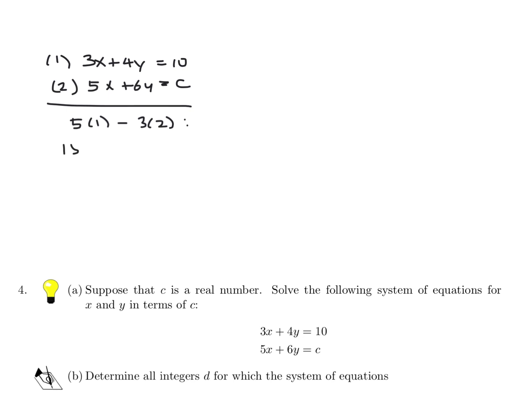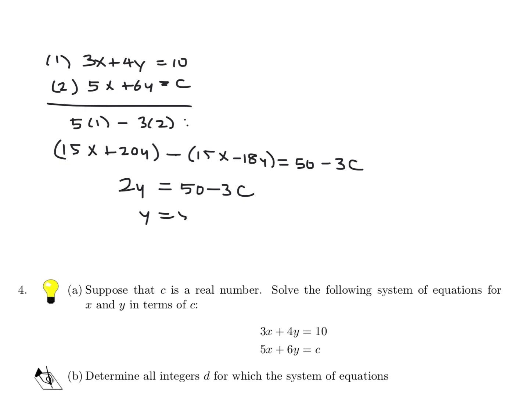That would give me 15x plus 20y minus 15x minus 18y, and that is equal to 50 minus 3c. Solving this, we get 2y is equal to 50 minus 3c, and therefore y is 50 minus 3c over 2. And then plug this back into any one of these guys. For example, it doesn't really matter where you plug it into, but you can plug it into this one, for example.